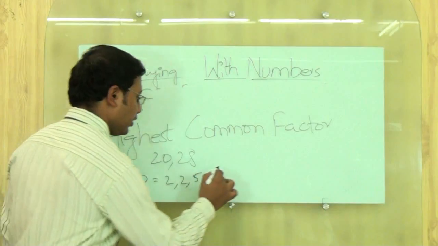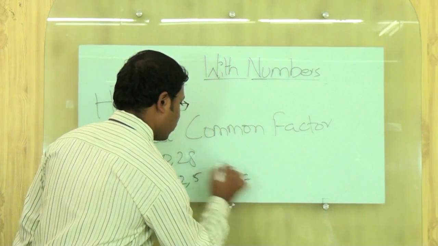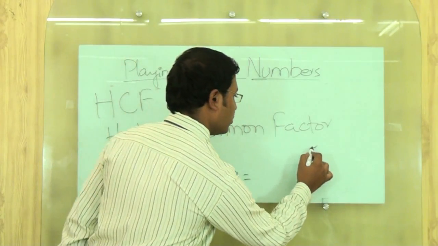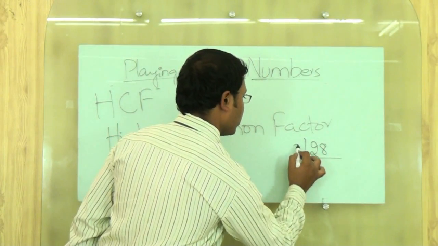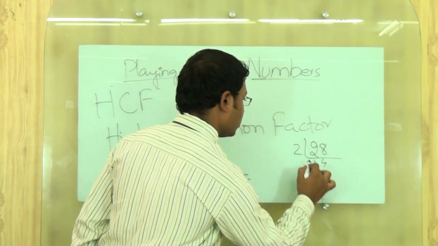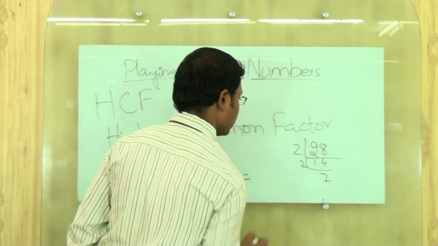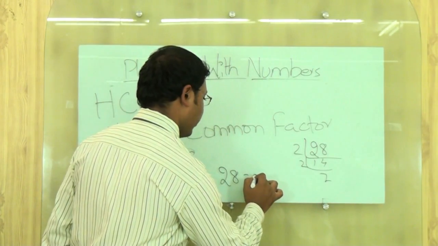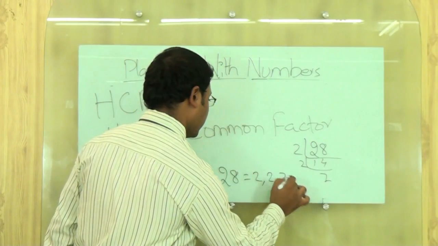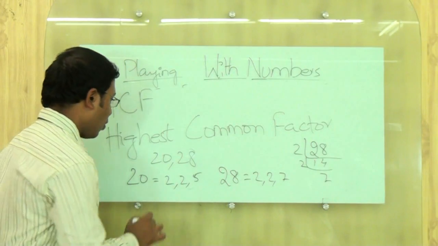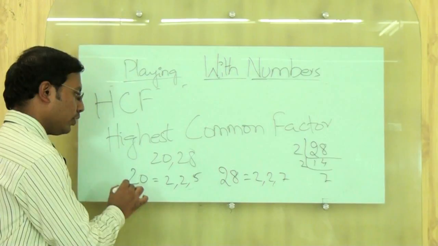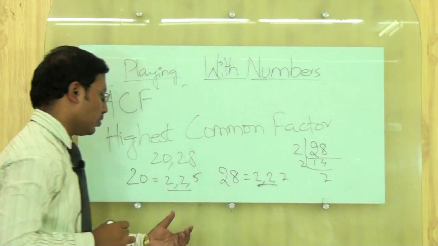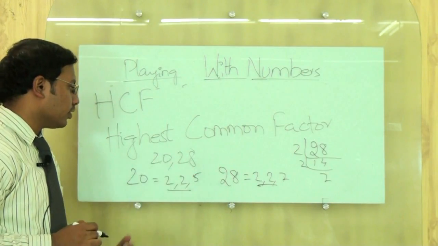Next number is 28. If you want to find the factors of 28, we can do it like this. 2 1s, 2 4s, 2 7s, 2 2s are 4, 4 7s are 28. That is, the factors of 28 are 2, 2 and 7. The common factors between 20 and 28 are only these two 2s.